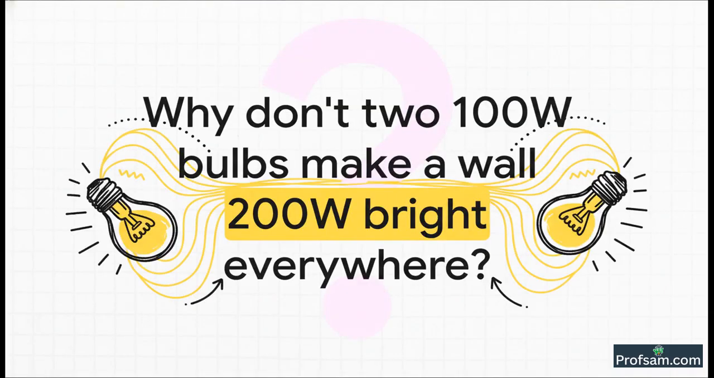Okay, so let's start with a little puzzle. Just think about this for a second. You switch on a 100-watt bulb in a room and you get some brightness, right? Now, what if you switch on another identical 100-watt bulb right next to it? Logically, the wall should just become twice as bright everywhere, shouldn't it? But it doesn't. Any idea why? Just keep that question in the back of your mind. We're going to find the answer together.